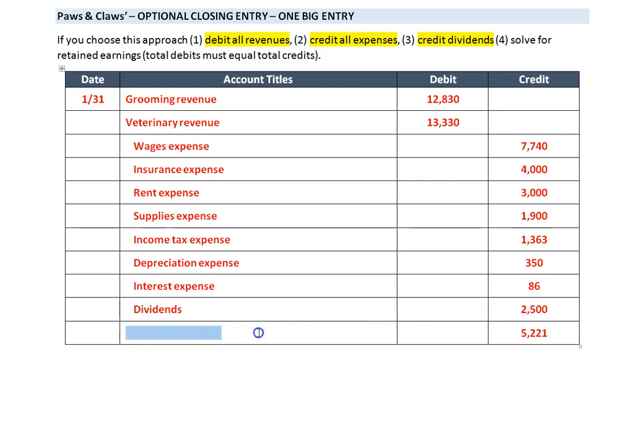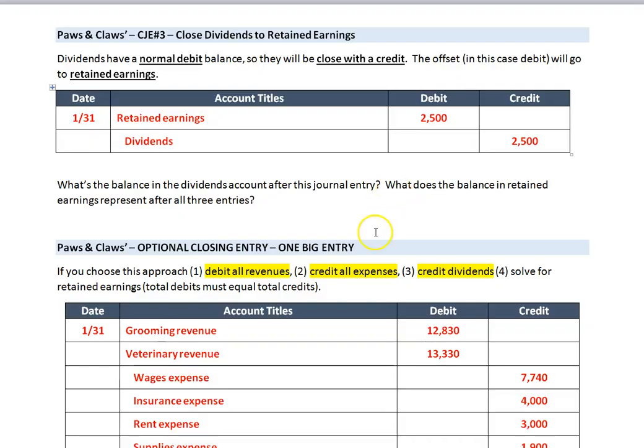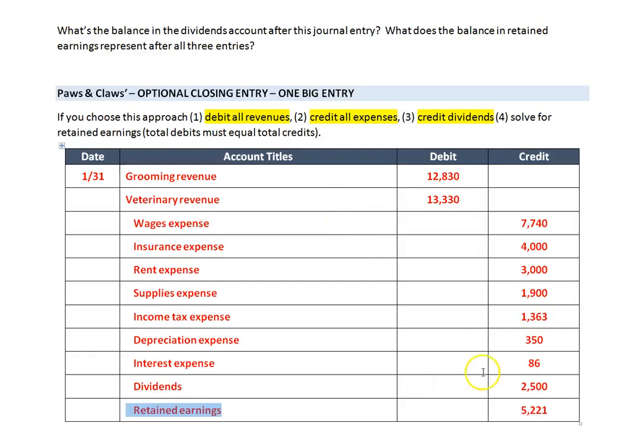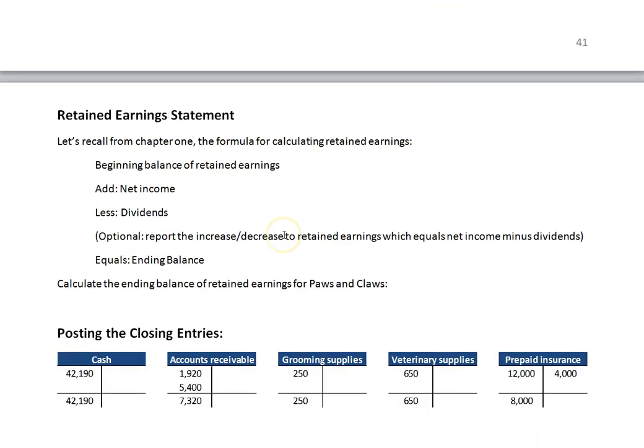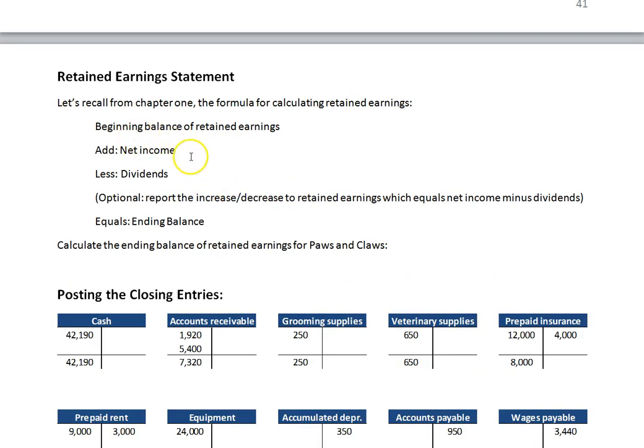Alright, and this is going to be the retained earnings. So you can do this all in one big entry, and this is how computerized systems would probably approach it. Instead of doing it step-by-step piecemeal, just debit and credit everything you need to. Call it the closing process. Closing entries.